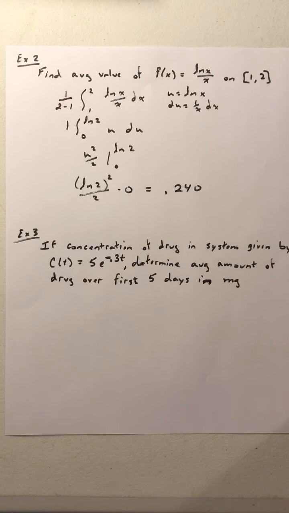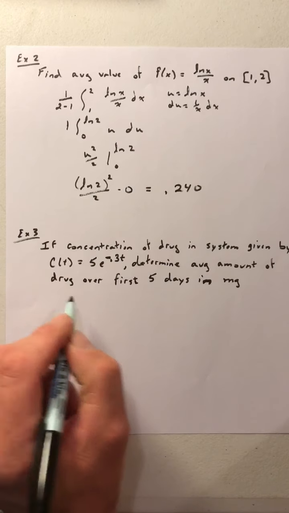And example 3, our last example for the day, again, a quick example day. We give you a little word problem. We have the concentration of a drug in a system is given by C of t equals 5e to the negative 3/10 t. Can we find the average amount of drug over the first 5 days in milligrams? And yes, we can.